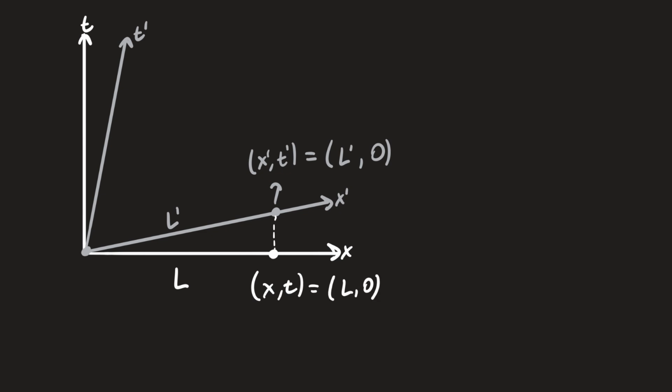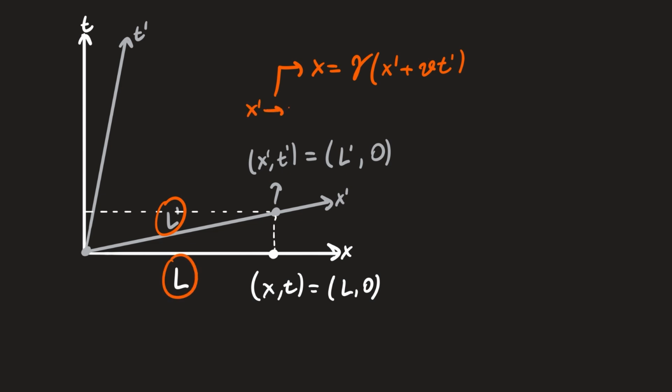So what we want to do is use our transformation between the coordinates to find how L is related to L prime. Which transformation are we using? Well, we want to go from the train coordinates down to the ground coordinates. So from the prime to the unprimed coordinates. So we have to use this one. Now x prime is L prime and t prime is 0. So from here we just get L equal to gamma L prime.